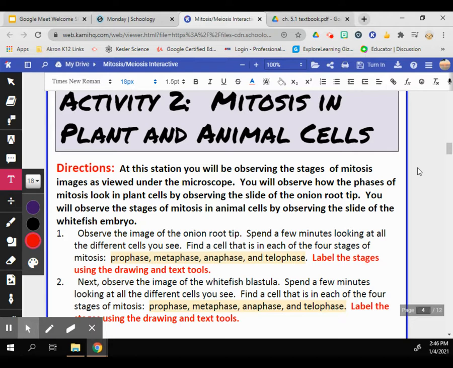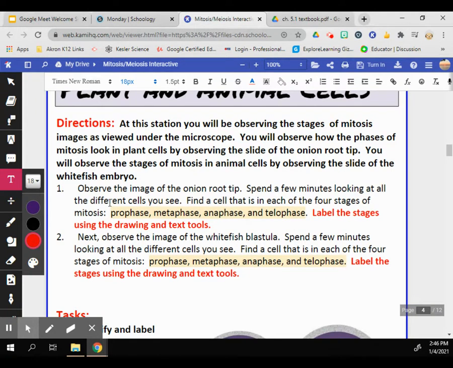So this is actually a really neat area to look at on a plant. You will observe the stages of mitosis in animal cells by observing the slide of the whitefish embryo. So a whitefish is a very quickly dividing embryo, so we're going to look at a few of those cells too. Step 1 here, it says observe the image of the onion root tip.